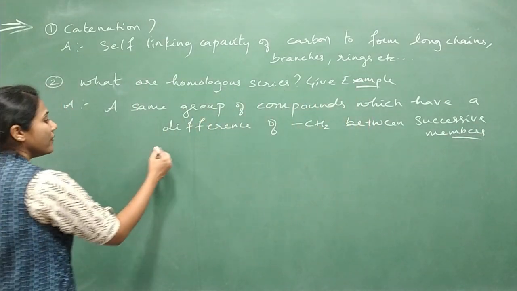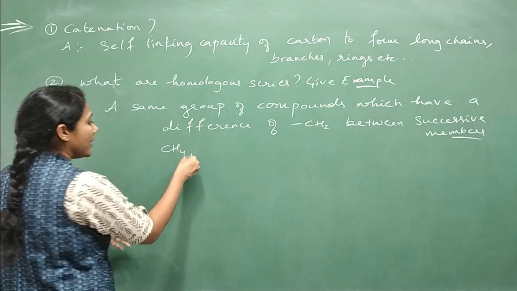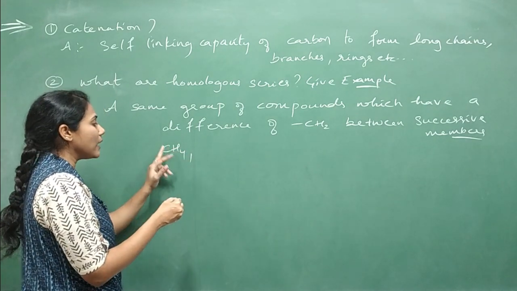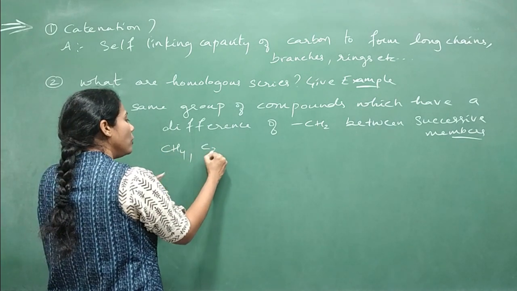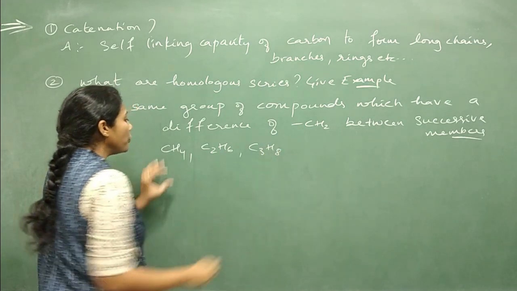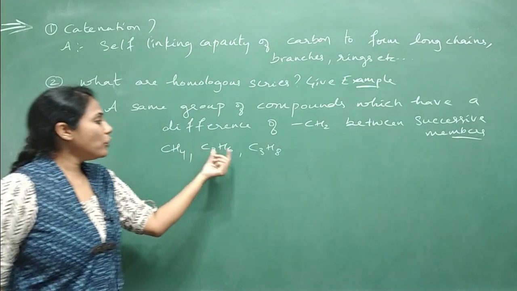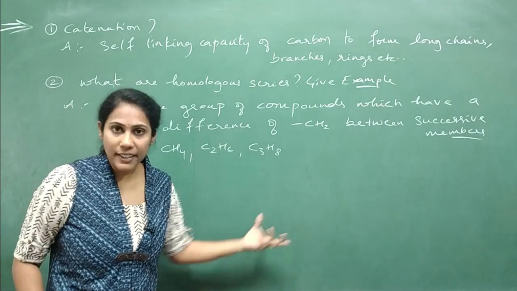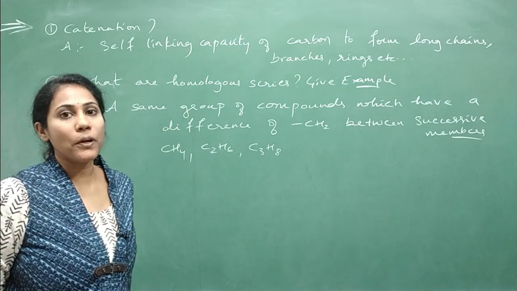Okay, so they asked you to give examples, no? You can give them. CH4, which is called methane. Just include one carbon extra and two hydrogens extra here. What does this formula get converted into? C2H6, right? Next, C3H8. If you look at the difference between these two, it is CH2. Okay, so this is another question that is important.